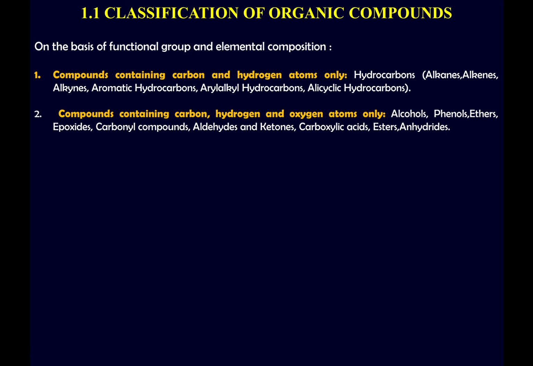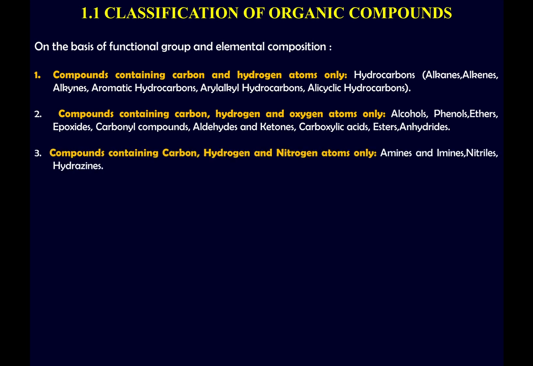Second class is compounds containing additionally oxygen atoms also. So under this group fall the alcohols, phenols, ethers, epoxides, carbonyl compounds, aldehydes, ketones, carboxylic acids, esters, and anhydrides. Third class is containing nitrogen atoms besides carbon and hydrogen. Under this fall amines, imines, nitriles, hydrazines primarily.